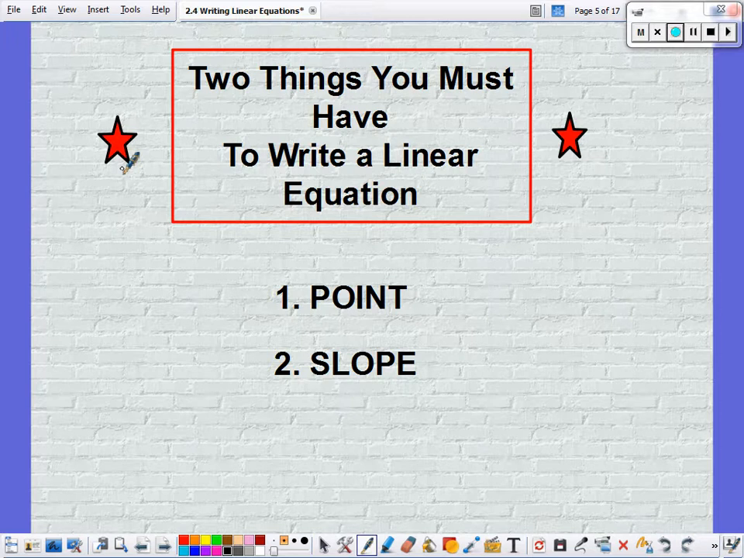Sometimes they don't give you those 2 things. You may have to find them, but those are the 2 things that you need in order to write an equation, a point and a slope.